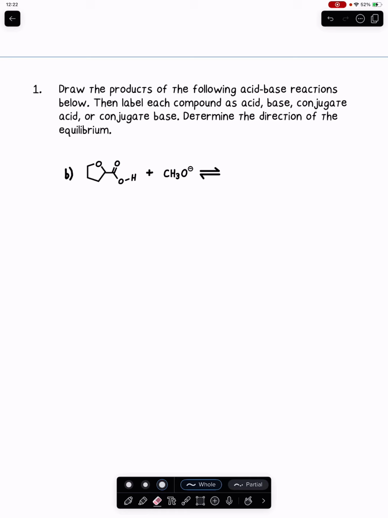In this one, you're being asked to draw the products of the following acid-base reaction below. And then you're going to label each compound as the acid, the base, the conjugate acid, or the conjugate base. And then we're going to determine the direction of the equilibrium.